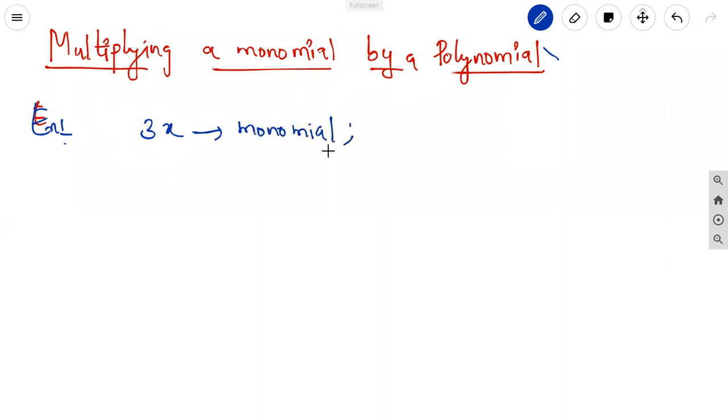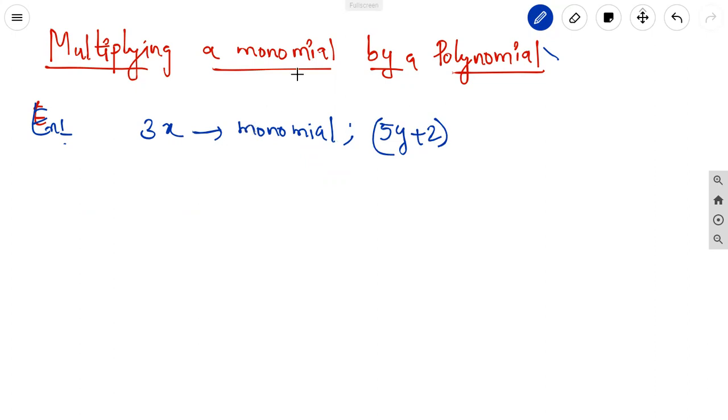And a polynomial means the expression has more than two or three terms. Binomial is also a polynomial, trinomial is also a polynomial. Binomial is one type of polynomial. We can take 5y plus 2 as one polynomial.